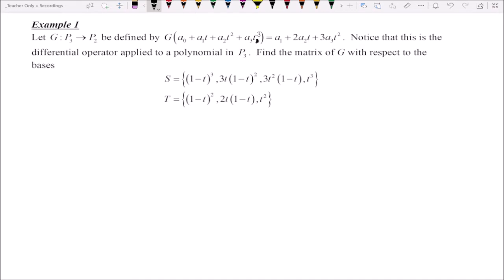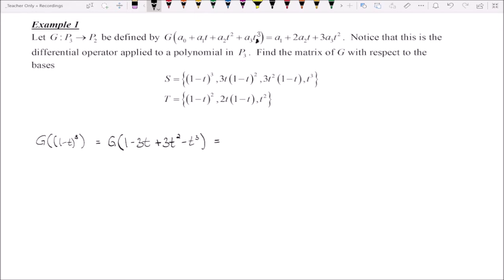Right, so first we want to look at G of 1 minus t cubed. And recall that 1 minus t cubed is going to be 1 minus 3t plus 3t squared minus t cubed.